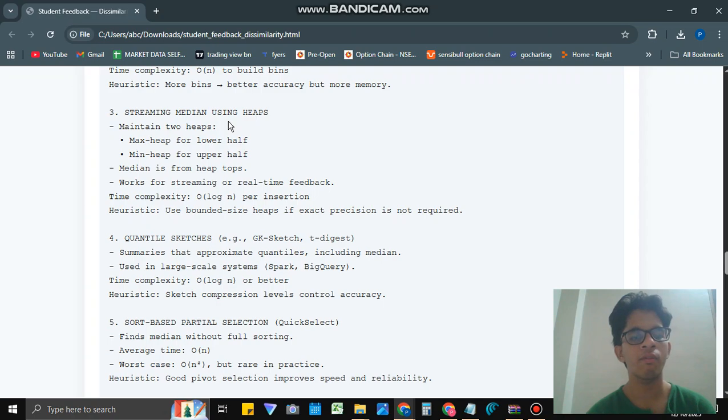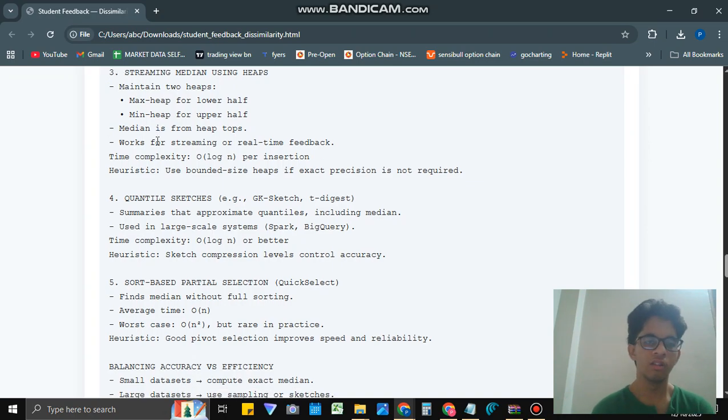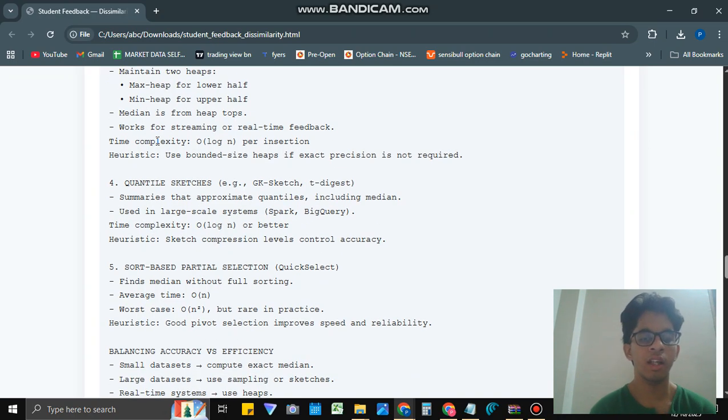Then we have the third technique, which is streaming median using heaps. In this we use a max heap and a min heap for the lower and upper half respectively. Then we calculate the median from the tops of both heaps. It works for streaming or real-time data.